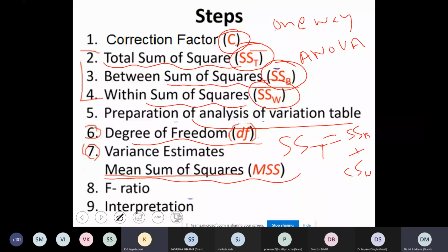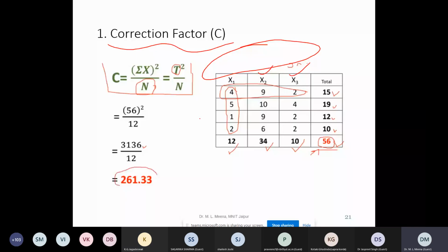And the last step is interpretation. Interpretation is very important for one-way ANOVA as well as two-way ANOVA, because it is based on this that your hypothesis is rejected or accepted. So these are the very basic steps.